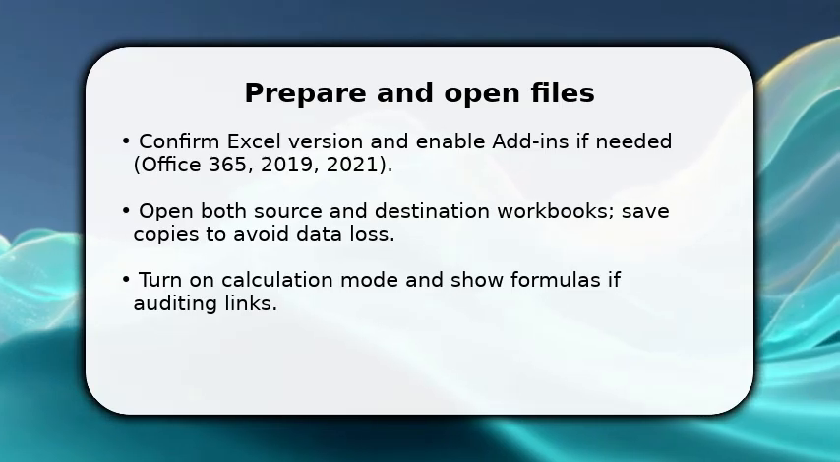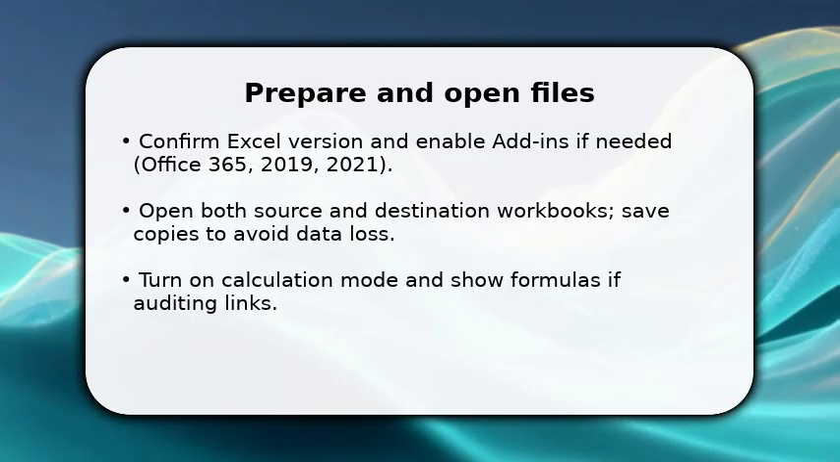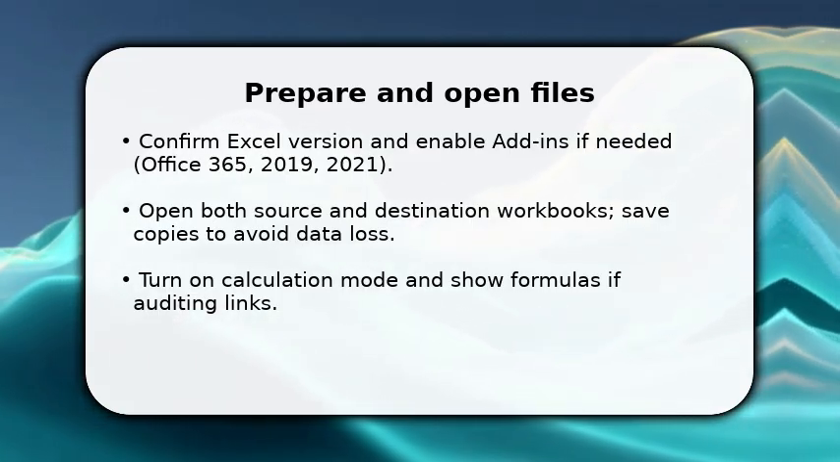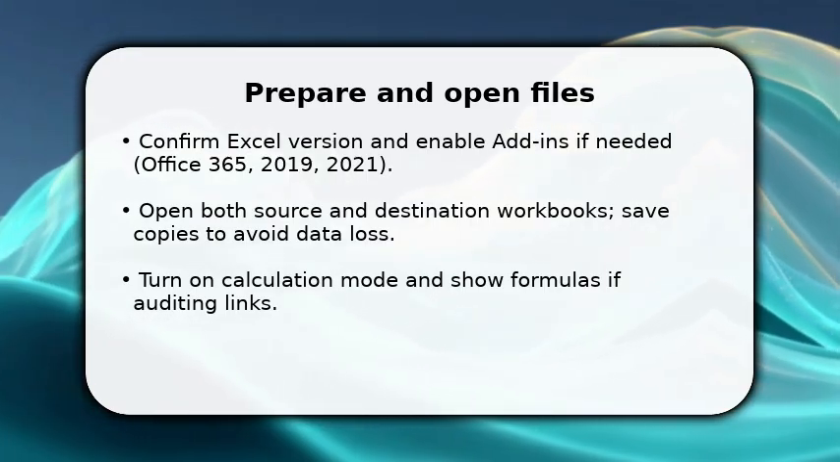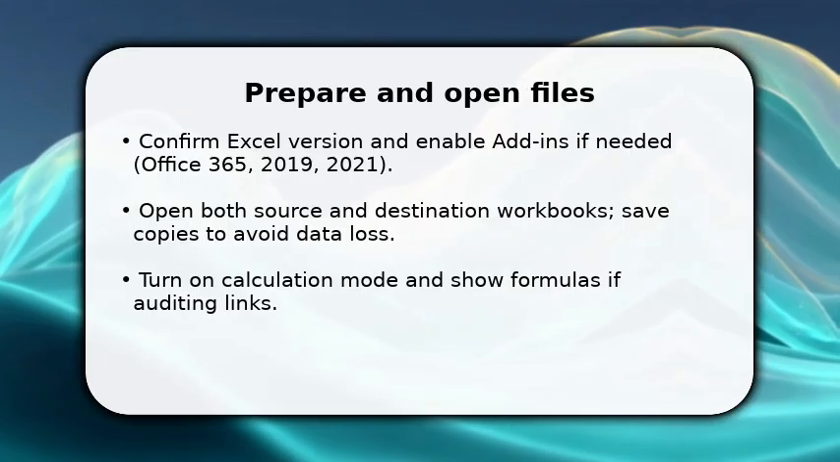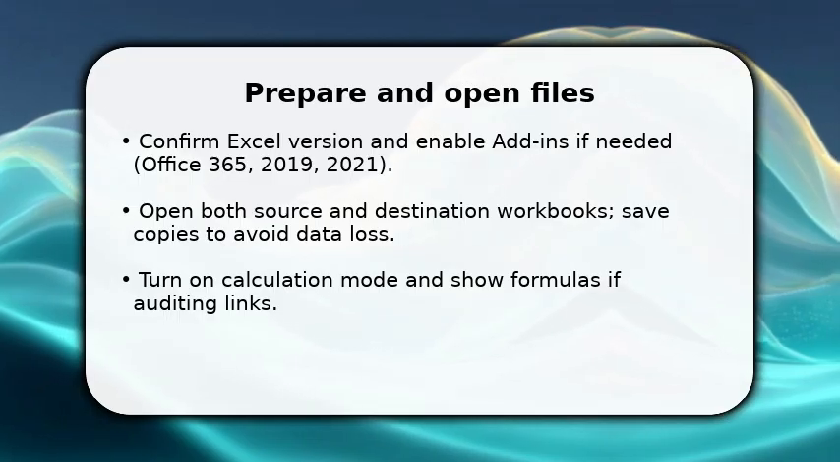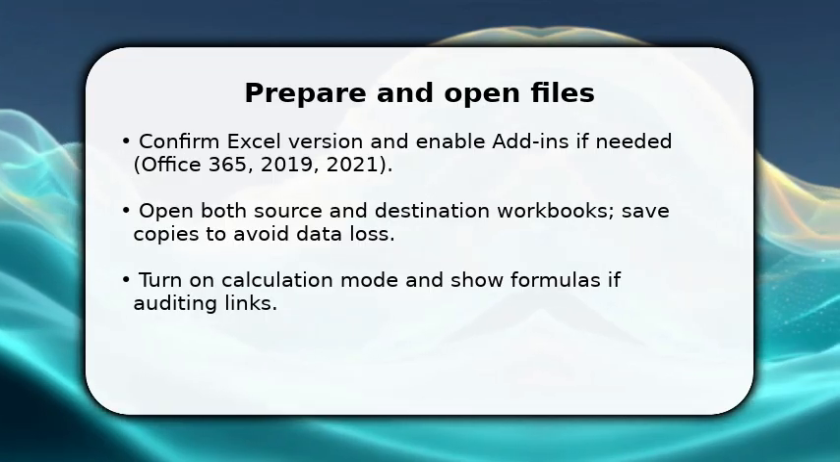Enjoy the video. You start with the essentials. Open the workbook that will receive data and the workbook that holds the source. Make sure calculation is set to automatic so links update. If not, switch it. Once done, enable relevant add-ins such as Power Query or ODBC drivers because they make connections stable and repeatable. You should save both files to a trusted location so Excel won't block external connections.